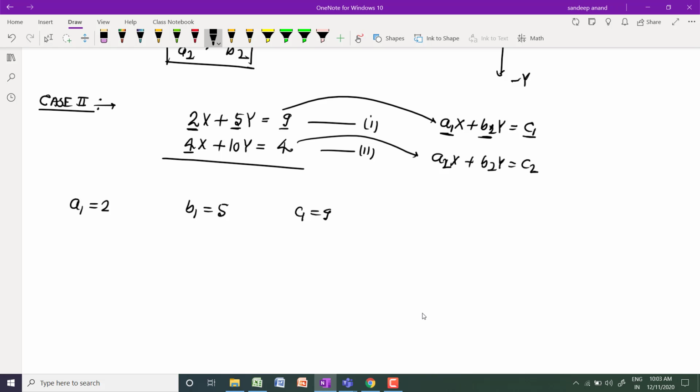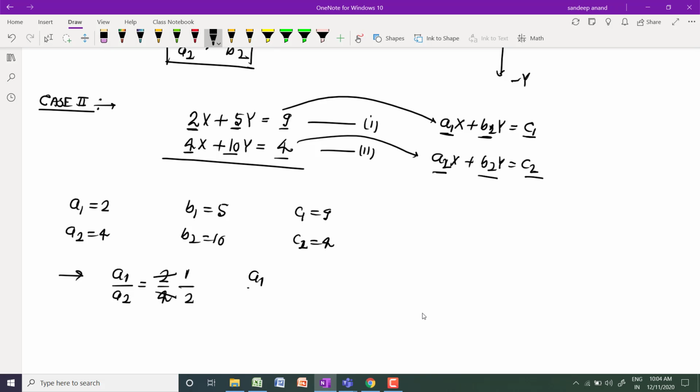So this is 4, so I'm writing over here a2 is equal to 4. And b2 is equal to 10. And what is the value of c2? c2 value is 4. So now if you calculate the ratio of coefficient a1 by a2, what will you get? I'll get 2 by 4. If you cut this value, you will get 1 by 2.